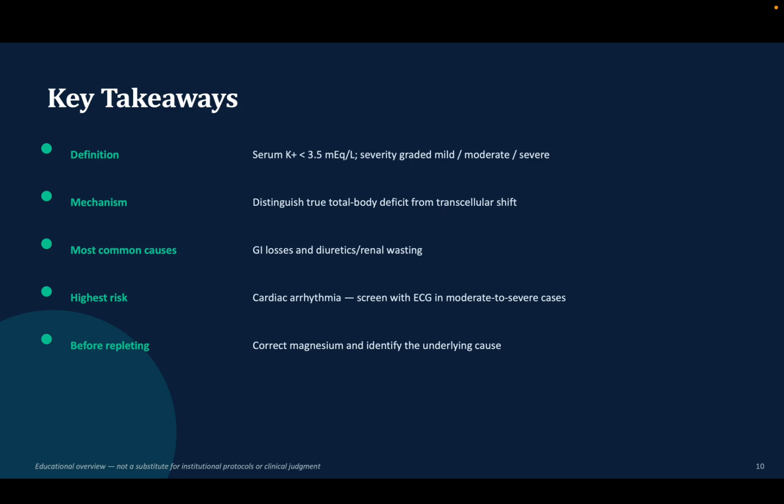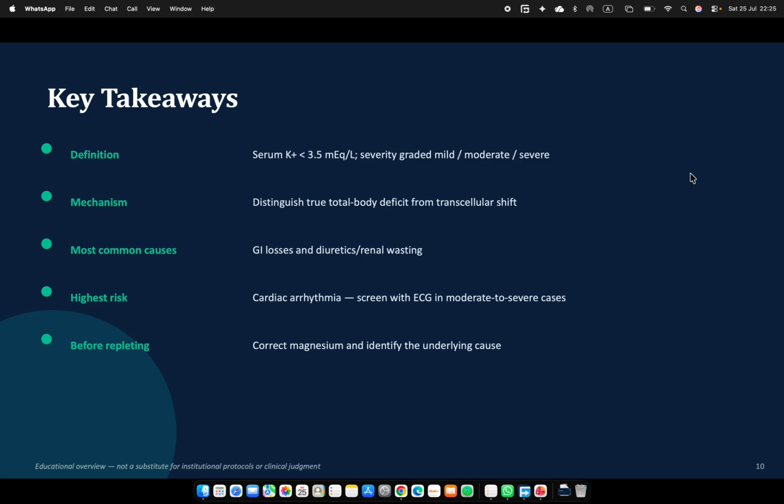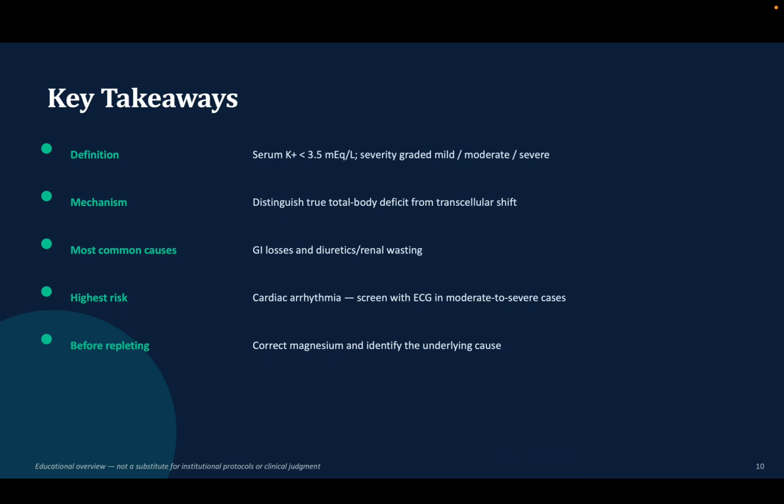So the summary of today's lecture was: the serum potassium less than 3.5 milliequivalent per liter is defined as hypokalemia. Severity is graded as mild, moderate, and severe. The cutoff values are 2.5 and 3. So the key takeaway of today's presentation is: first, definition, serum potassium less than 3.5 milliequivalent per liter, and it is classified as mild, moderate, and severe based on cutoff points 2.5, 3, and 3.5.